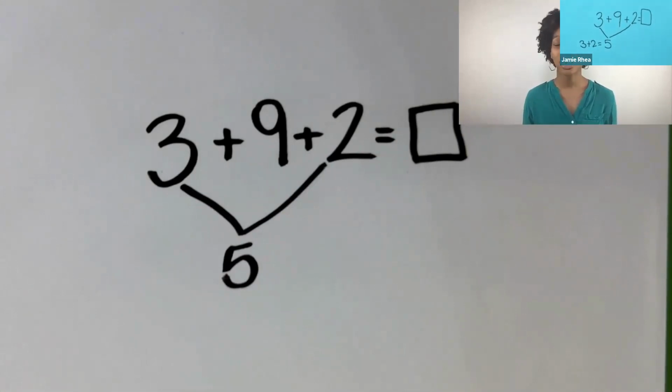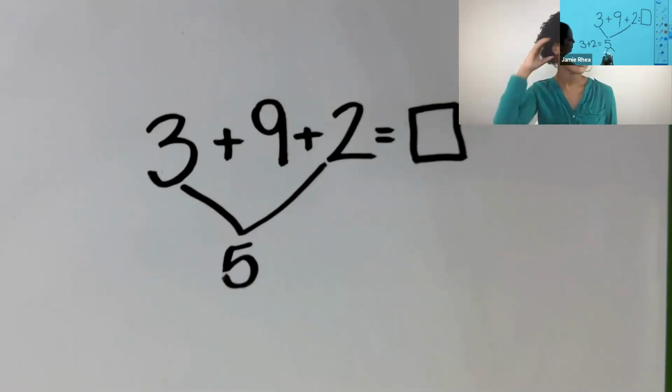Let's see if we can make 10. We have 9. How many more do we need to get to 10? Whisper it to me. We need 1 more. Yes, we need 1 more. Let's break apart our 5 into 4 and 1. We'll show that in a number box.